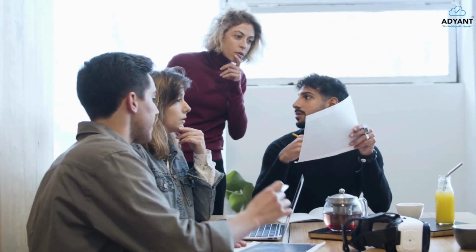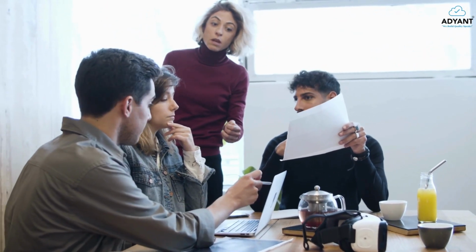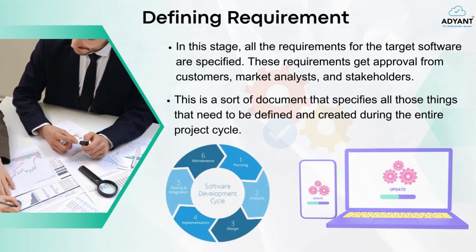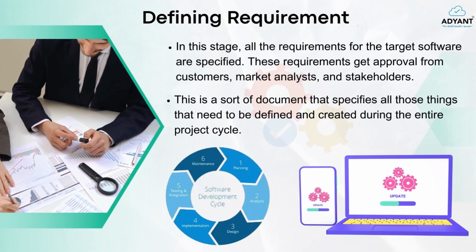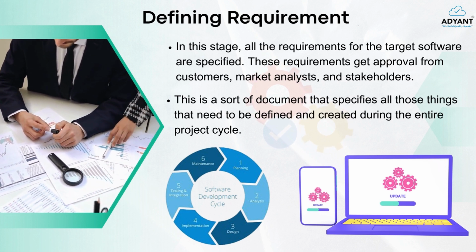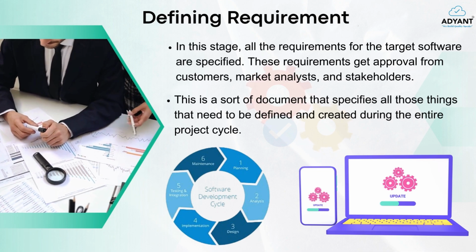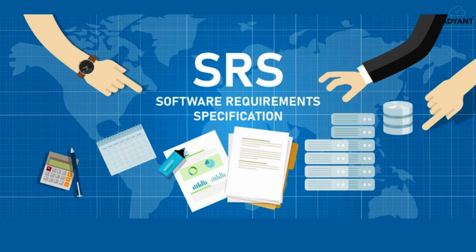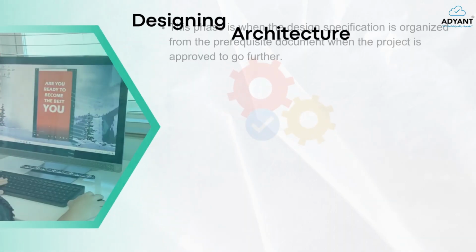So once the requirement analysis phase is completed, the next SDLC step is to define and document the software needs. This process is conducted with the help of the Software Requirement Specification document, also known as the SRS document. It includes everything which should be designed and developed during the project life cycle.